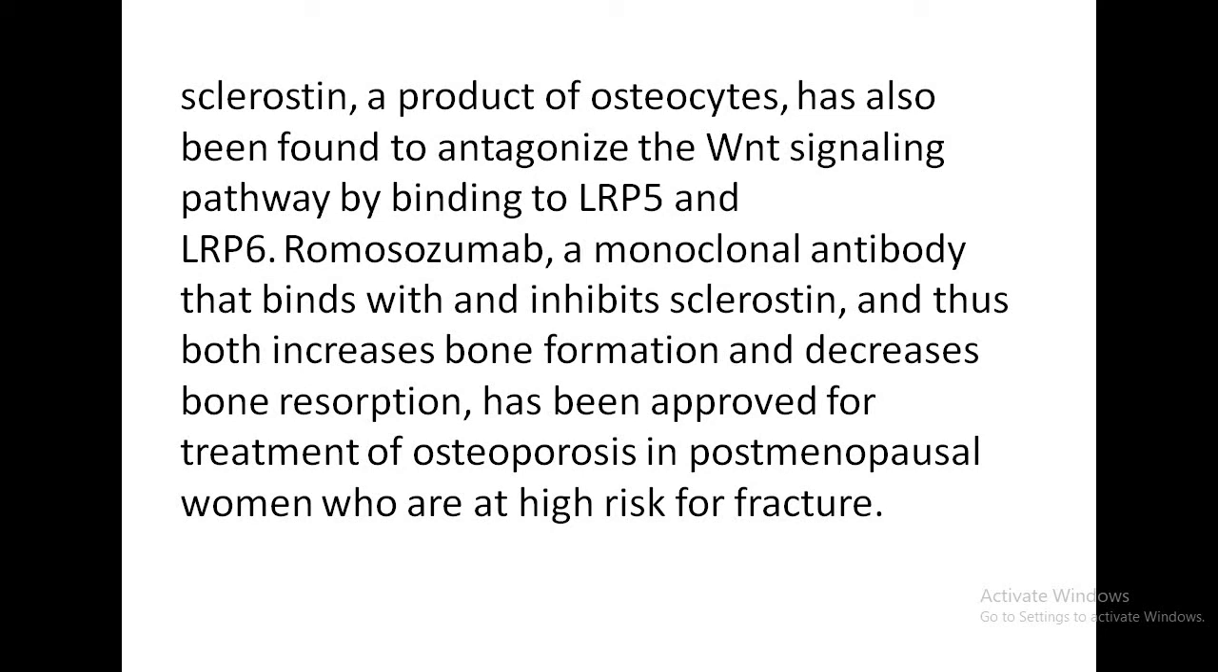Romosozumab is a monoclonal antibody that is targeted against sclerostin, and it inhibits sclerostin, and it increases bone formation and decreases bone resorption. This has been approved for the treatment of osteoporosis in postmenopausal women who are at high risk for fracture by the Endocrine Society. So romosozumab is a sclerostin inhibitor. It's a monoclonal antibody against sclerostin.